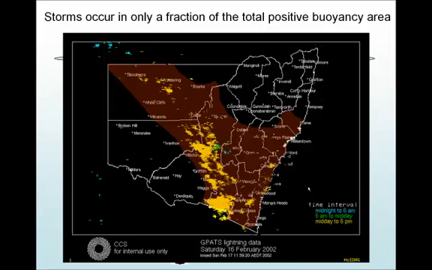Now here's a thunderstorm outlook area that's been shaded in red, and then the pluses and the minuses represent lightning strikes. So it shows you that storms only occur in a fraction of the area of total positive buoyancy. So you can have lots of CAPE, but you don't necessarily get thunderstorms. You need that lifting mechanism.